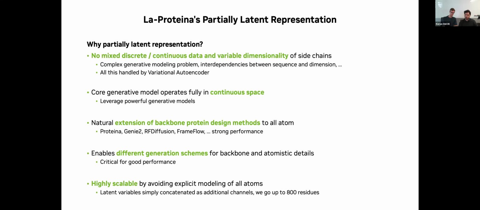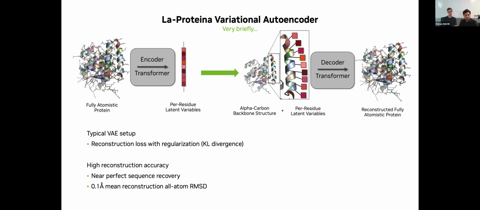When we ablated this, if we don't have this separation, if we encode the full protein into a single latent variable, things don't work nearly as well. And by avoiding explicit modeling of all atoms, we actually get a model that's pretty scalable, and we go up to 800 residues. So this is the main motivation for our partially latent representation that we use in La-Proteina.